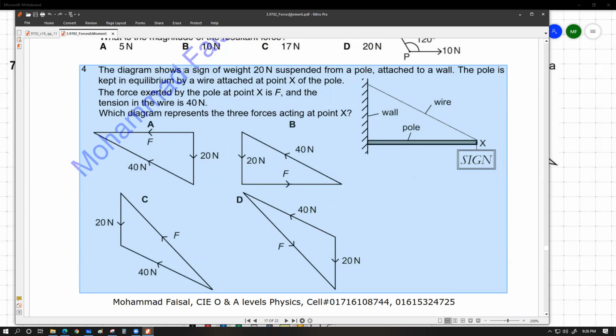Have a look. The diagram shows a sign of weight 20 newtons suspended from a pole attached to a wall. The pole is kept in equilibrium by a wire attached at point x.